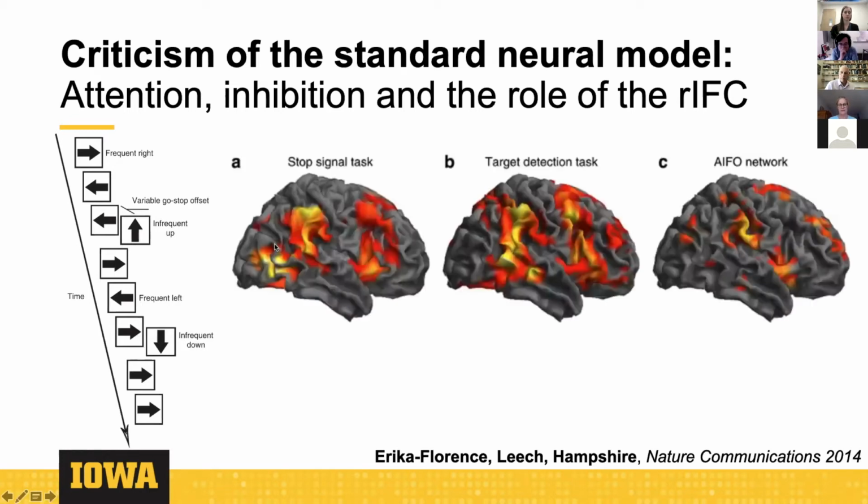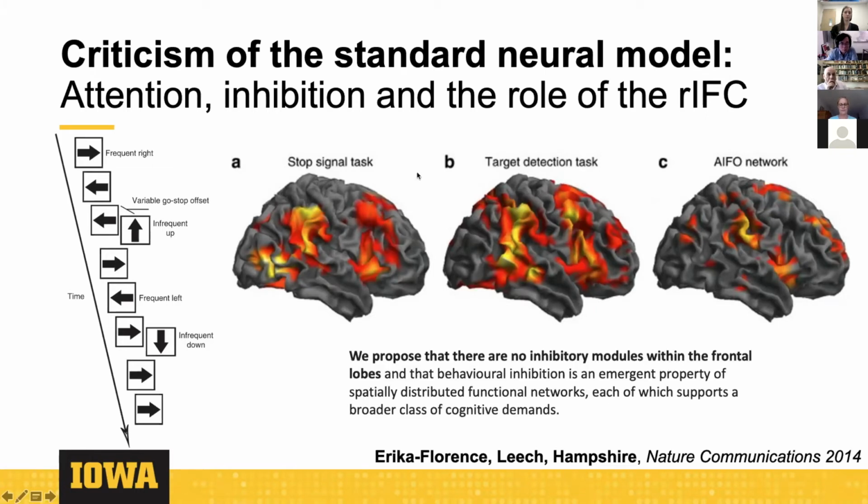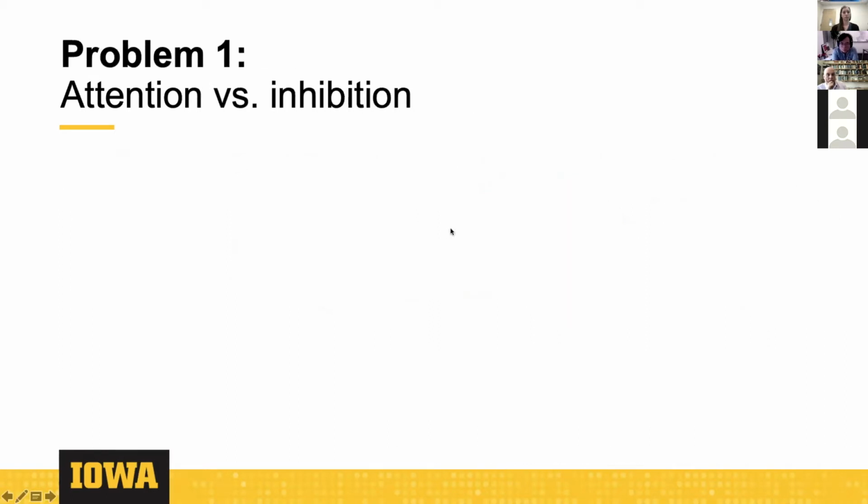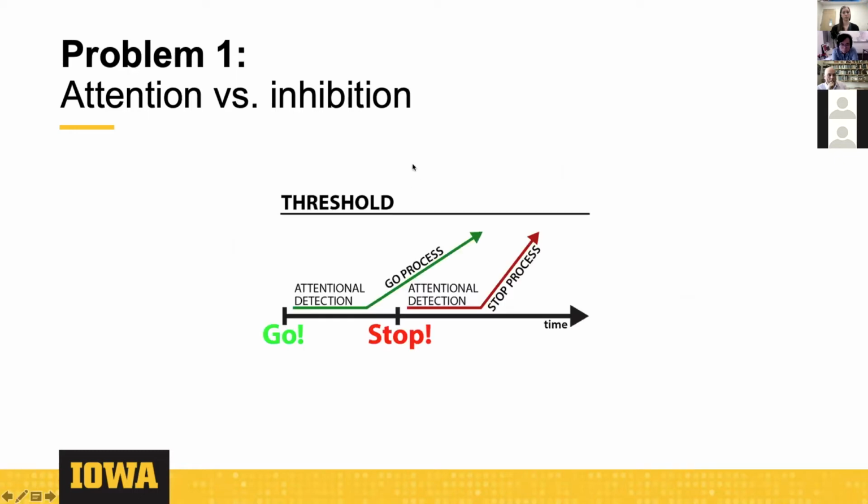And so Hampshire and colleagues and some other people have found that these infrequent stimuli that are not paired with a stopping instruction activate the exact same regions as the stop signal, including the right inferior frontal cortex. And that's the big take-home message. In fact, in their abstract, they say, we propose based on this that there aren't any inhibitory modules within the frontal lobes at all. So that's a big challenge to this theory. And that's the first problem in the literature that I want to address with some empirical data, and later on a little bit of theoretical conceptualization: how can we disentangle attention from inhibition, not just in the stop signal task, but much more generally speaking.